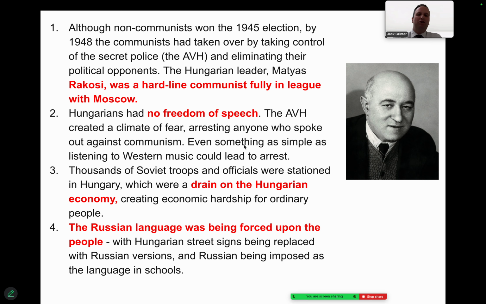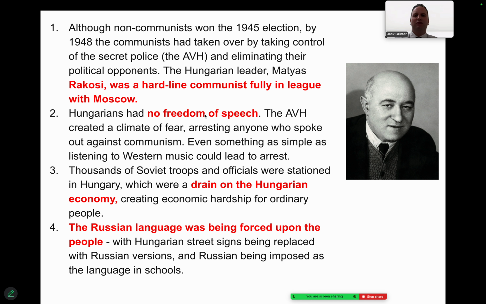So the situation for Hungary, they became a satellite state like the other ones because, it says there, the secret police eliminated political rivals, and they had a leader called Rakosi, who's on the right-hand side here. Okay, and he was a hardline communist, fully in league with Moscow, basically meaning he's very loyal, and he's going to run Hungary exactly how the Soviet Union is run.